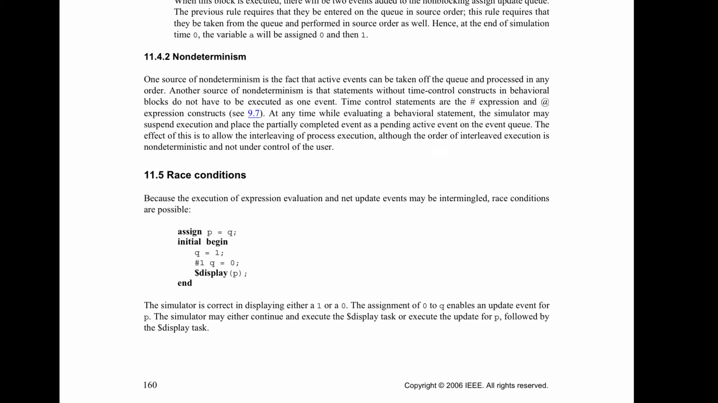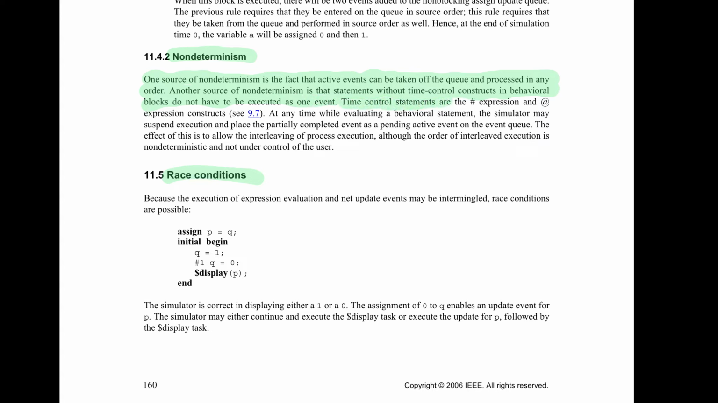Interestingly, that's about the only guarantee on order of execution. The rest, we've got nondeterminism and race conditions. One source of nondeterminism is the fact that active events can be taken off the queue and processed in any order. Another source of nondeterminism is that statements without time control constructs in behavioural blocks do not have to be executed as one event. What does that mean?